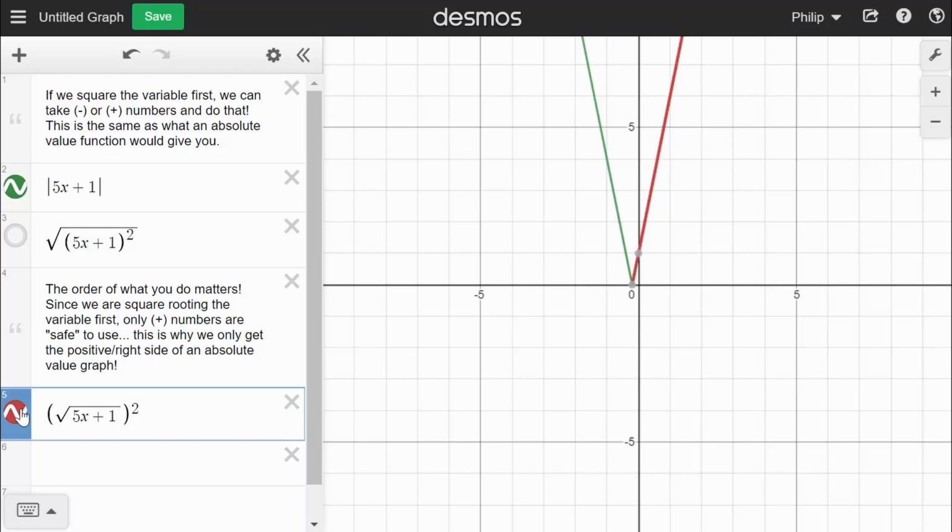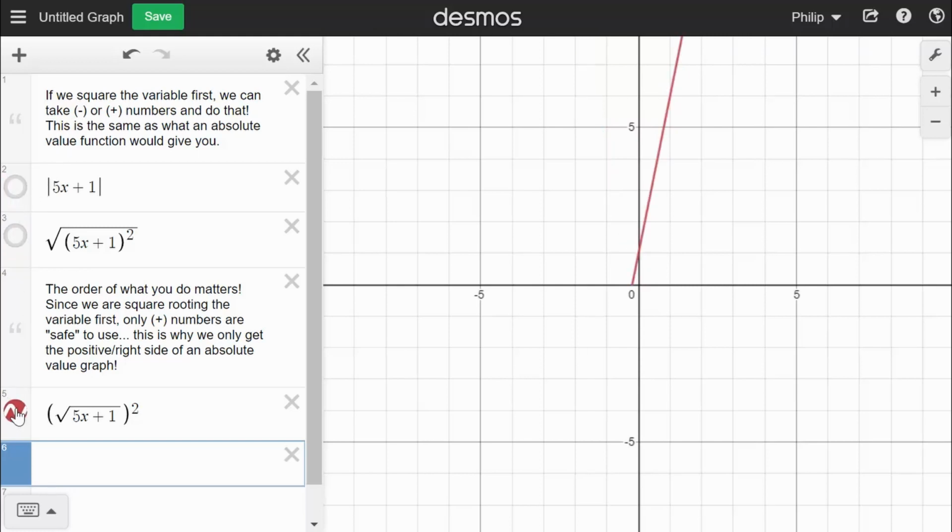What's interesting is if I switch the order, notice up here I have the squared inside the square root versus the squared on the outside and the square root inside. That order really makes a big difference. If I turn that on, you can see these two graphs are the same graph. So squaring something first can work with negative or positive numbers. Both are fine to square because you just multiply a negative times a negative or a positive times a positive.